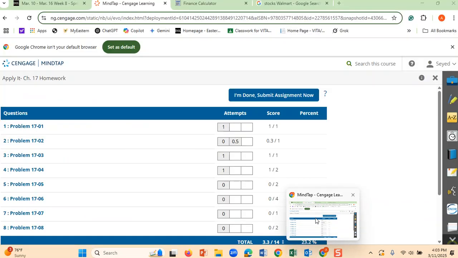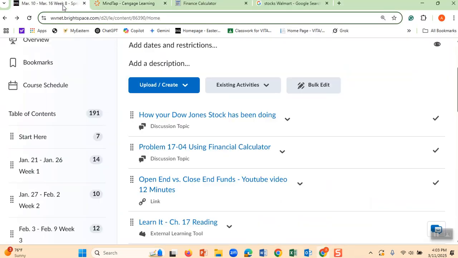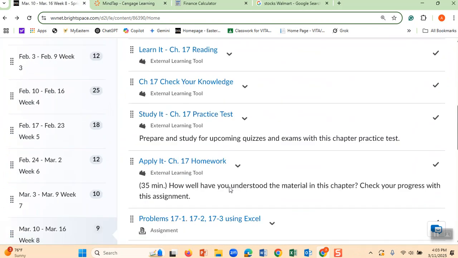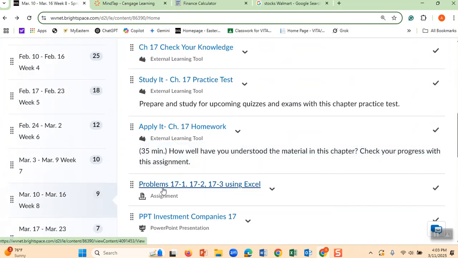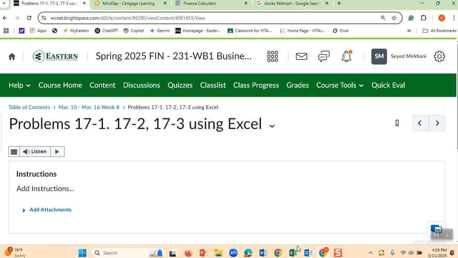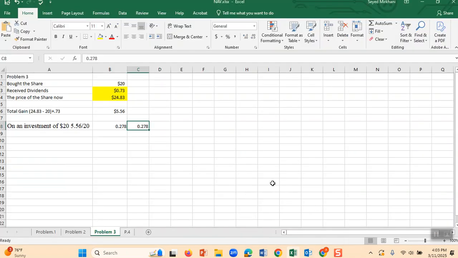Let me show you where you have to submit. You come here, and here it says that submit your Excel sheet here. Do you see that? Problems number 1. Let me submit. I click here. Maybe it doesn't pop up on my screen. Yeah, it doesn't. And add attachment, and I click add, and you send this Excel to show me how you know how to solve these problems.